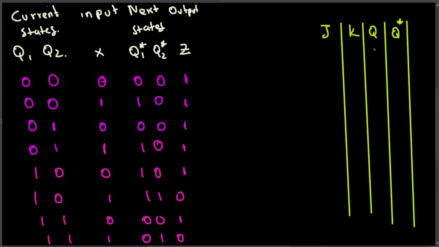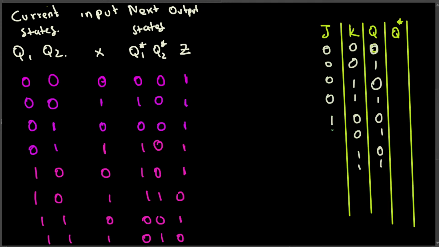First fill them with the numbers. This is 0, 1. How many total? We have 8 different combinations. 0, 1, 0, 1, 0, 1, 0, 1; 0, 0, 1, 1, 0, 0, 1, 1; and then 0, 0, 0, 0, 1, 1, 1, 1.